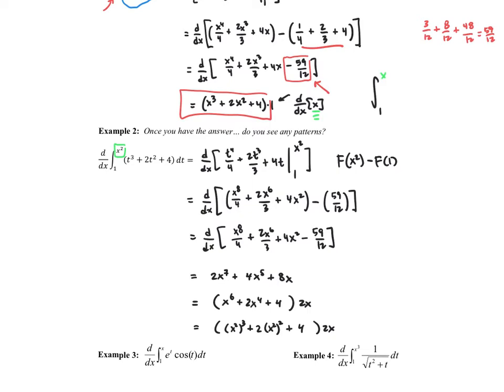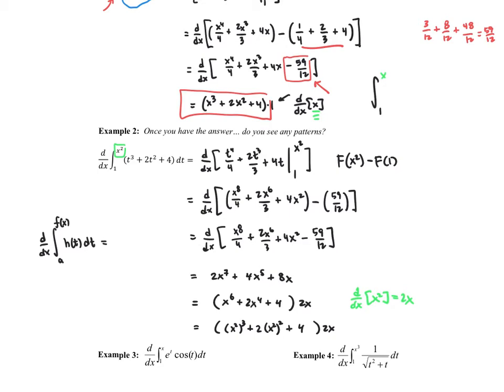Let's see if that holds here. Well, we inserted x squared into t in the integrand, and then we multiplied by the derivative of x squared with respect to x. Very interesting. So let's make a quick generalization. The derivative with respect to x of the integral from a constant, let's say a, to some function f of x of some other function, let's call it h of t dt.